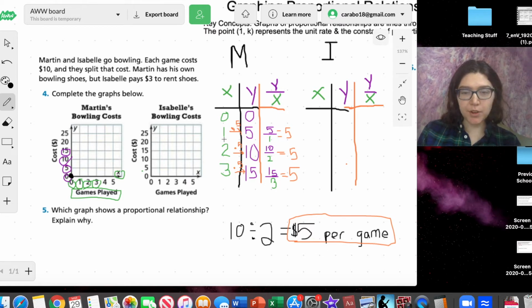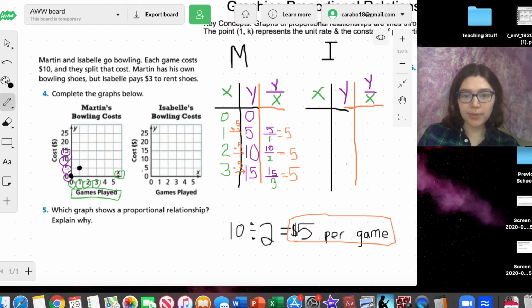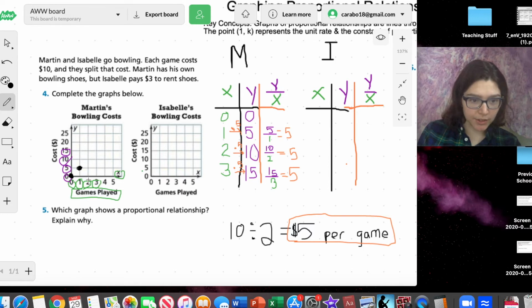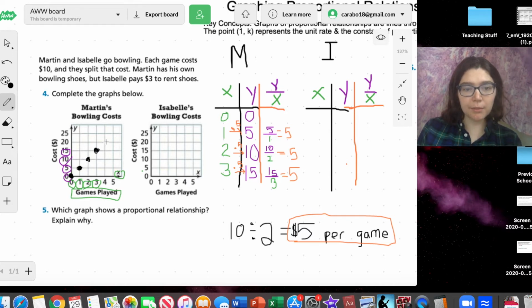Then I have the point 1, 5. So 1 game is played, that's costing $5. So I'm going to put a point right there where my x value is 1 and my y value is 5. Then I have 2, 10. So I'm going to find 2 on my x, go up to 10 on my y. That point is 2, 10. As we can see, this is going to keep happening. 4 games would cost $20. 5 games would cost $25.